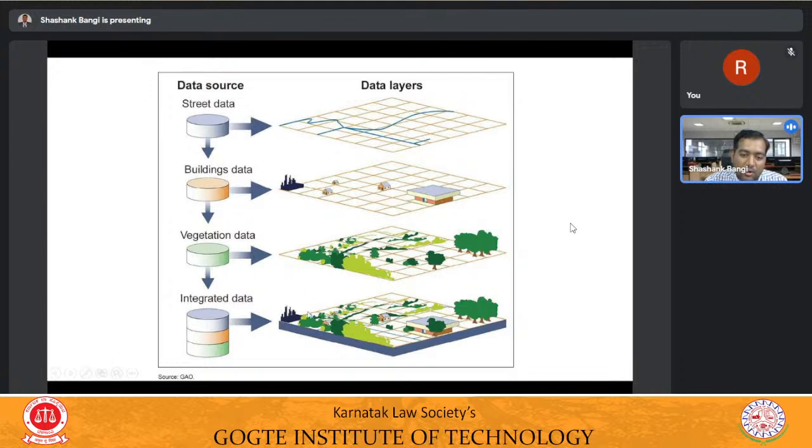Sometimes the development of our city may affect the growth of the forest. So that kind of analysis can be done. So this is possible by using GIS.